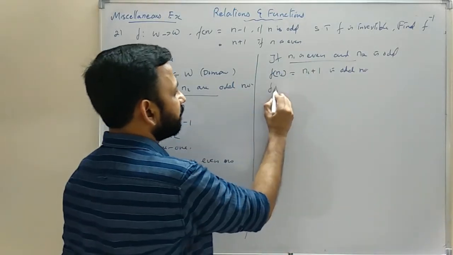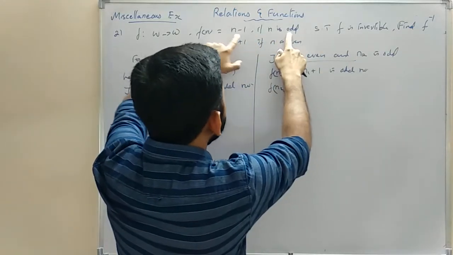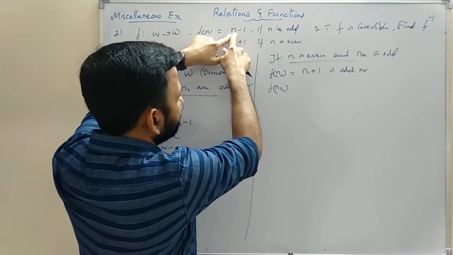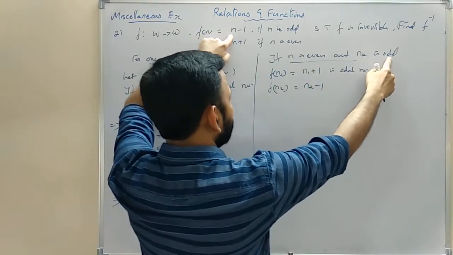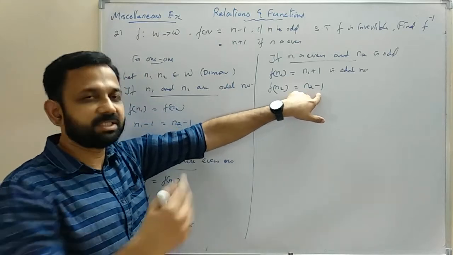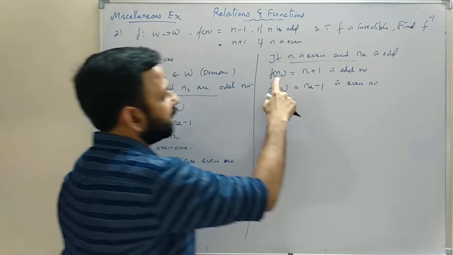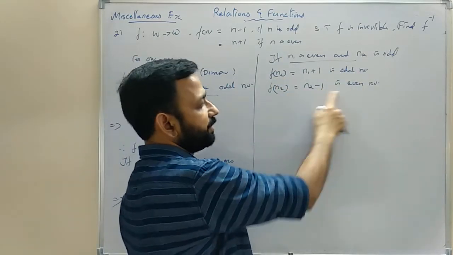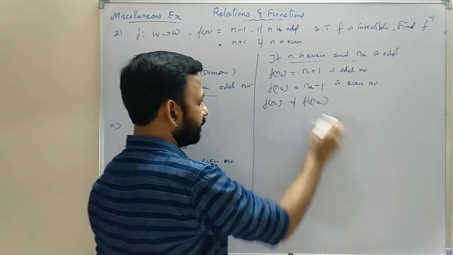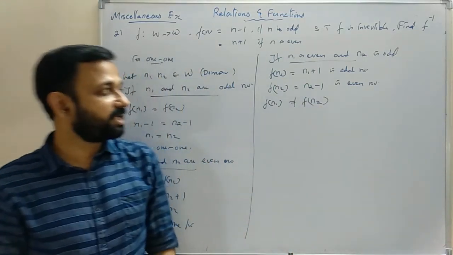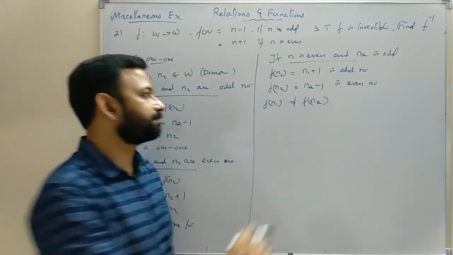Then f of n2, and here n2 is an odd number. If it is an odd number, then f of n2 is equal to n2 minus 1, and an odd number minus 1 is an even number. So here f of n1 is an odd number and f of n2 is an even number. So f of n1 is not equal to f of n2, because an odd number is not equal to an even number.